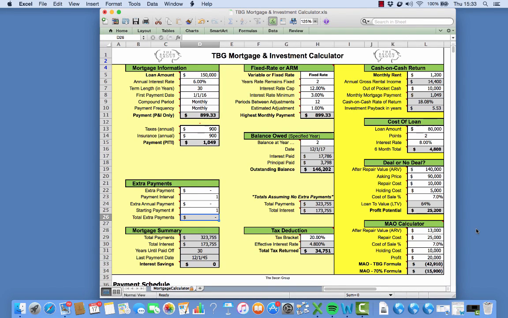Hello, in this short video I'm going to highlight the TBG Mortgage and Investment Calculator. I will briefly explain the layout and its functionality, but let's get started. There are three separate areas of the calculator.